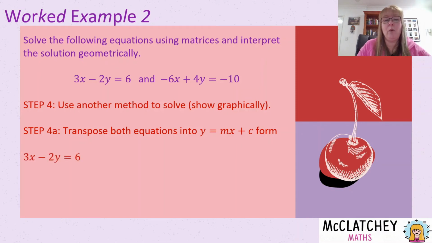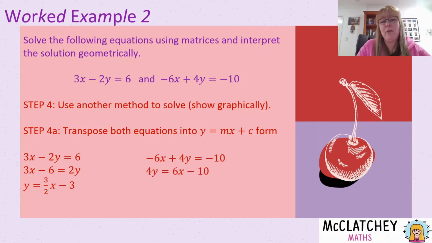So with that first equation, if we transpose that equation, getting y all by itself, we'll find the gradient of x is 3 over 2, or 1.5. Let's do the same with the other equation. If we transpose that and make y the subject, we'll find in this case that the gradient of x will be 6 over 4, but we know we can actually simplify that. It'll be actually 3 over 2 x take away 5 over 2.